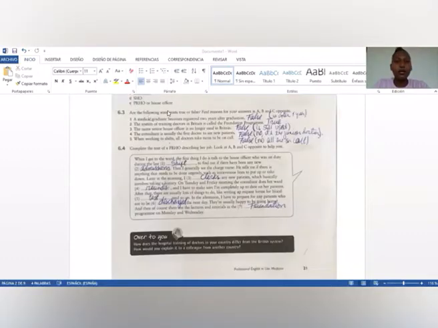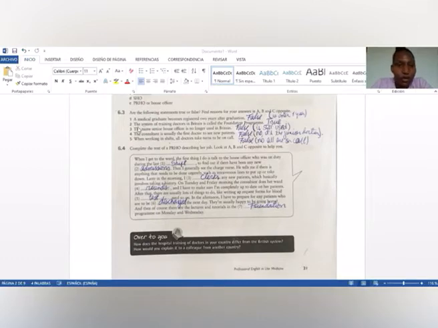Are the following statements true or false? Find the reason for the answer in A, B, and C opposite. Number 1, a medical graduate becomes registered 2 years after graduation. False. Number 2, the system of training doctors in Britain is called the Foundation Program. True.